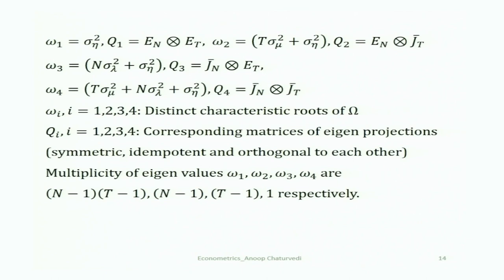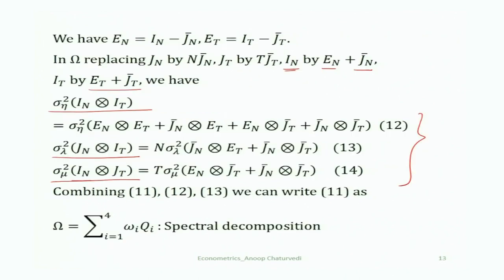And in fact, to get these expressions, what you have to do in the expression 11, first we substitute all these terms from here, then we collect the terms involving E n Kronecker product E t, j bar n Kronecker product E t, E n Kronecker product j bar t and j bar n Kronecker product j bar t. Say for example, if you take E n Kronecker product E t, then you get one term from here, sigma square eta from here, and then there is no term.